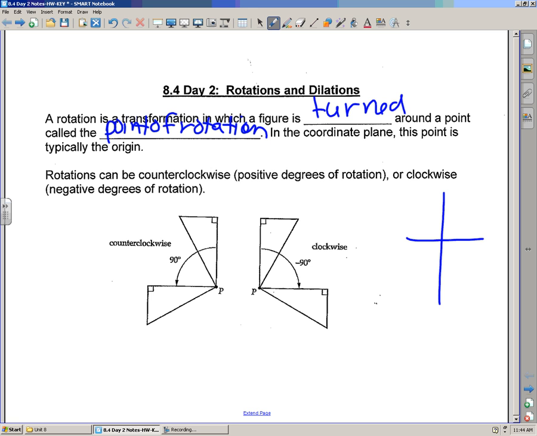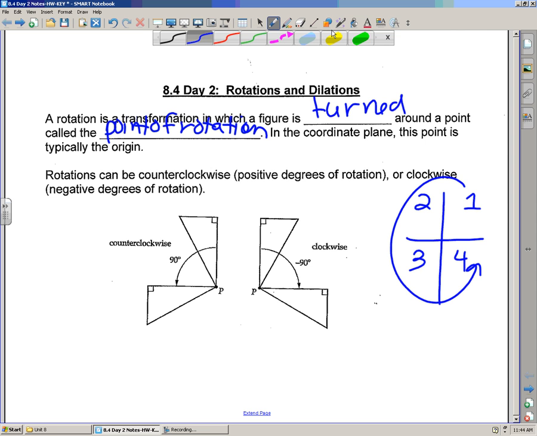So in the quadrant system, where this is 1, this is 2, this is 3, this is 4, you tend to go around this way. That's why if it's counterclockwise, following the quadrant system, counterclockwise rotations are considered to be positive, and clockwise rotations are considered to be negative.